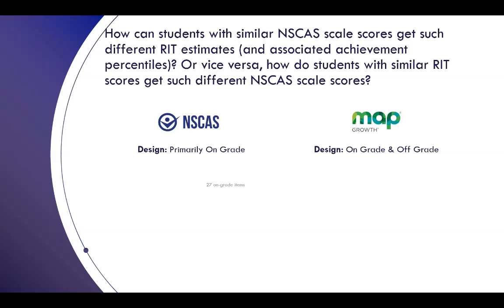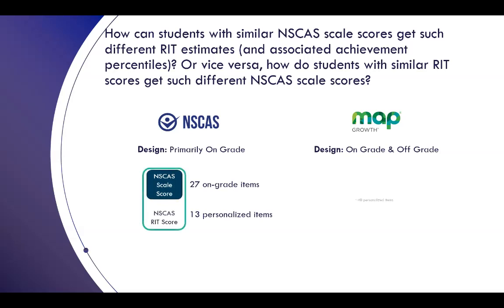The NSCAS Growth scale score is based on the 27 operational items assessing the grade level blueprint or table of specifications. In most cases, the resulting RIT score factors in the student's performance on those 27 items, and on the more personalized grade agnostic part of the test, the remaining 13 items. As a result, two students may have similar NSCAS Growth scale scores based on their performance on the first 27 items, but different RIT scores, or vice versa, based on all of the items.